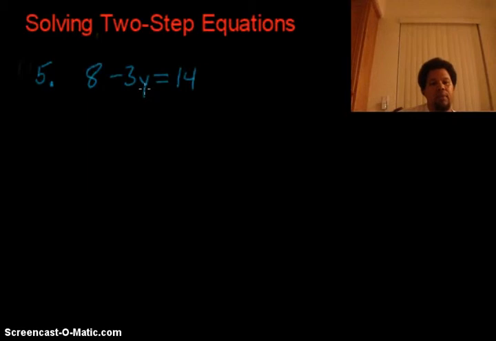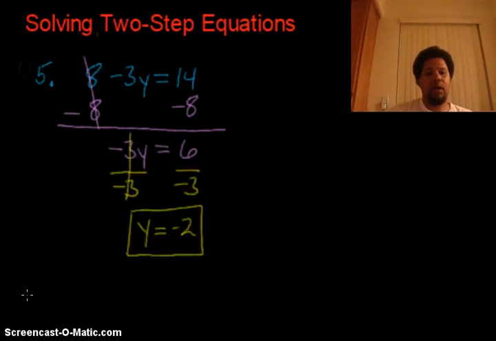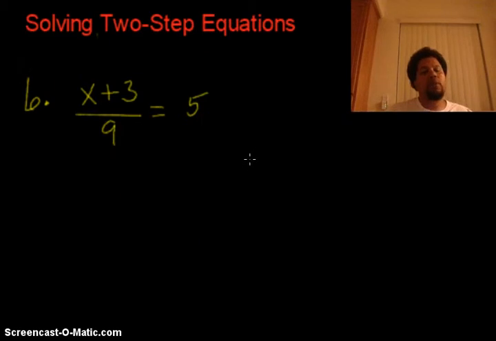We want to get this Y by itself, but it's being multiplied by 3, and we have this term of 8 right here. So I want to cancel the 8. It's positive, so I'm going to subtract 8 from both sides. So I'm left with -3 being multiplied by Y equals 6. Again, I still want to continue isolating Y, so I'm going to divide both sides by -3. So Y equals -2.